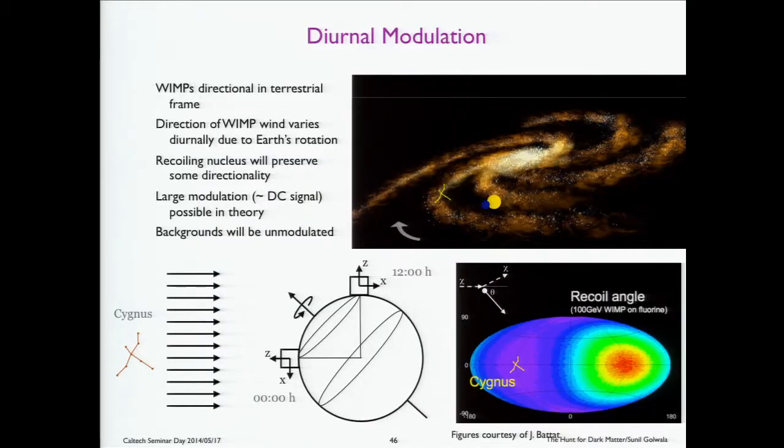So if you're able to measure the direction of the recoiling nucleus, that direction will always be in the hemisphere away from Cygnus. And so you can try to look for what's called diurnal modulation, the fact that the direction will be modulated in the lab frame, and try to detect this particular signature of dark matter.